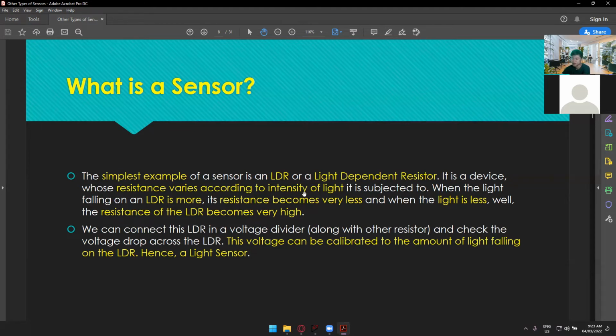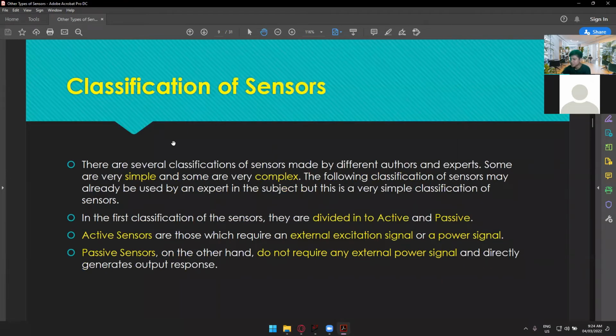There's a bunch of other examples that will make you understand what a sensor is, but that is one of the most practical examples. Even though I will not explain this, you guys already know the benefit of the sensor, but that is one practical example, the LDR. So let's now proceed to the classification of sensors. Some classifications are given by different authors and experts. Some are very simple, and some are very complex.